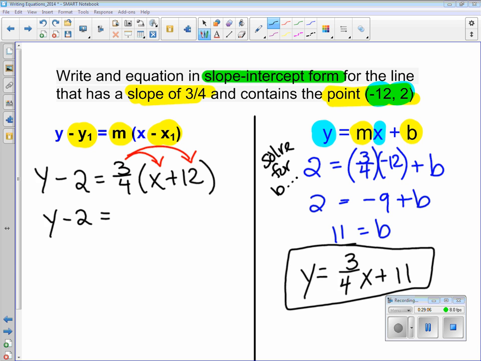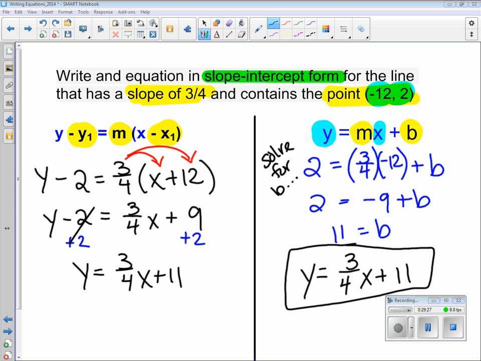I have 3/4 x plus 9, because you already told me that 3/4 of 12 was 9. And then we're just going to add 2. Notice what happens. You get the same exact answer you got if you did it the other way.